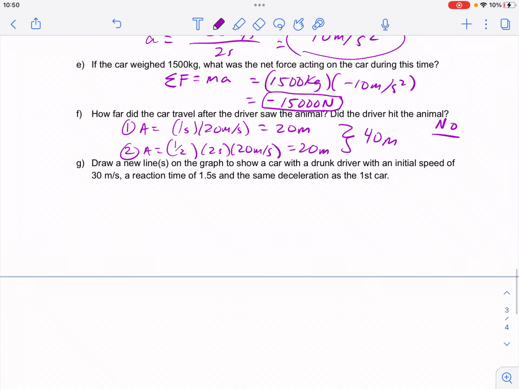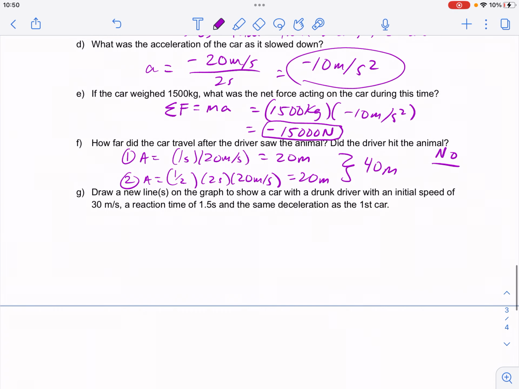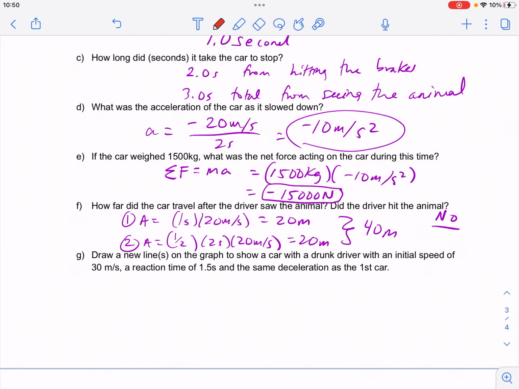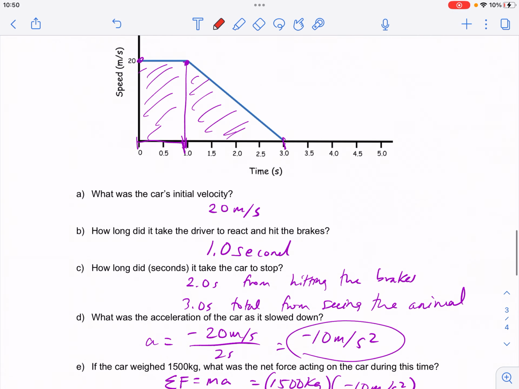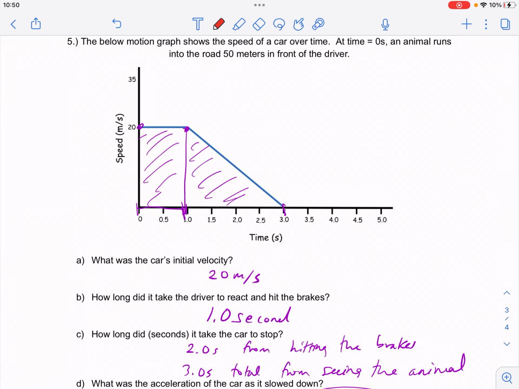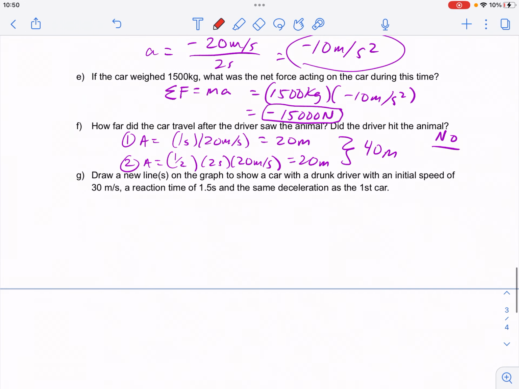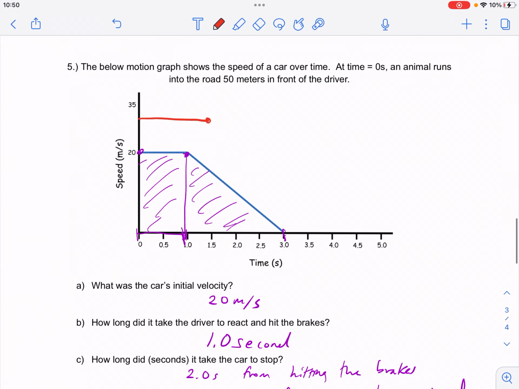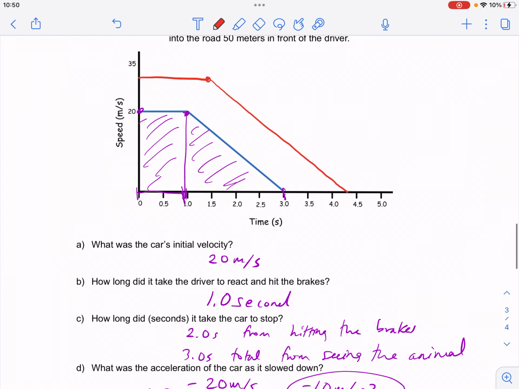Now, let's draw a new line on the graph to show a car with a drunk driver. The drunk driver has a higher initial speed, 30 meters per second, and the reaction time is slower, 1.5 seconds. So they start off about here, and they don't start stopping until here. And then it says the same deceleration as the first car. So that means it should have the same slope. So it should look parallel. And I'm just sketching. I don't know exactly where it's going to hit, but it would be something like that. It should look like the same slope as that other one.